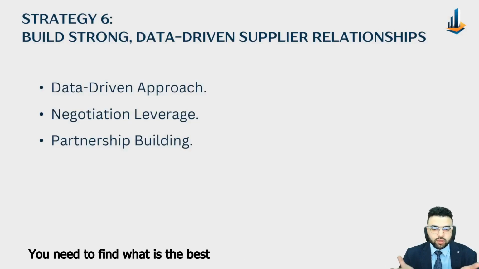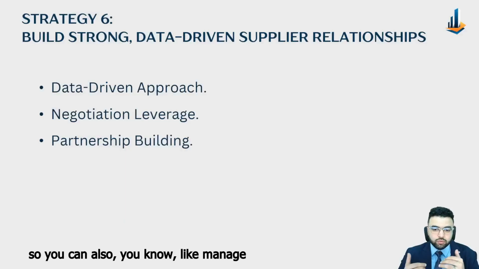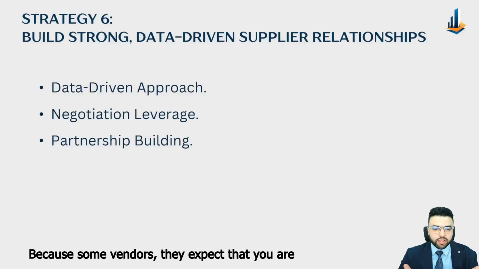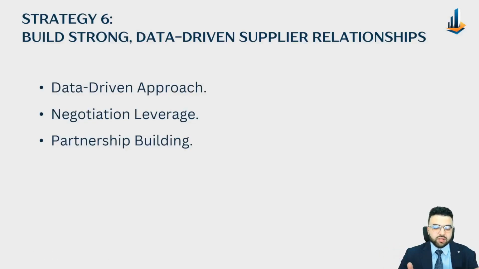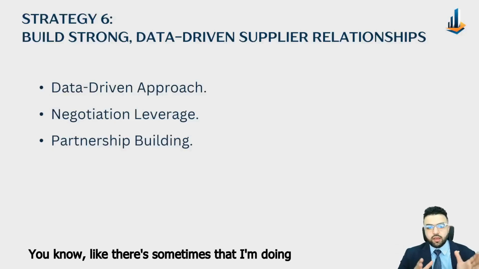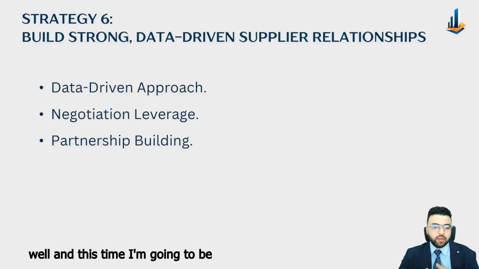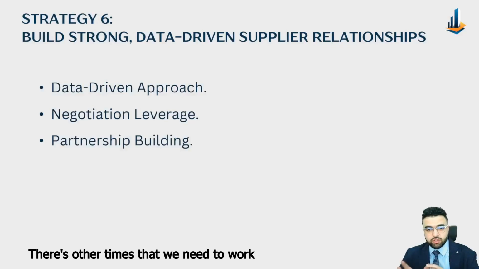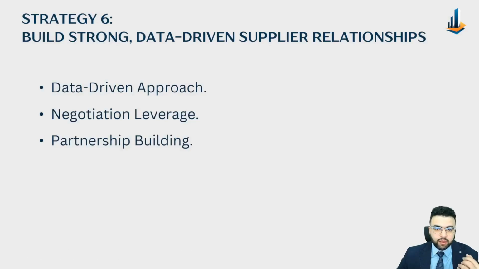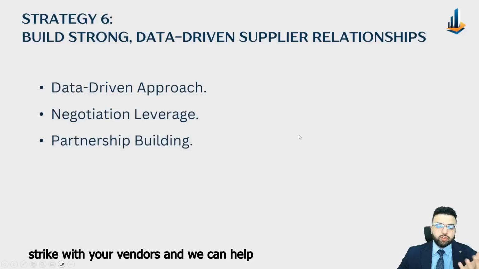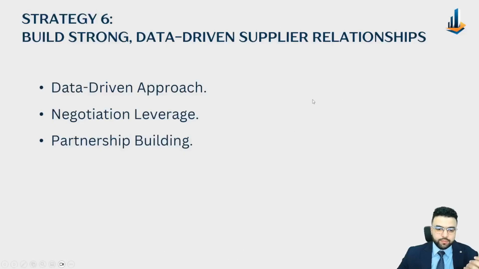You need to find what is the best time for you to give this money out, so you can also manage the expectation from your vendor, because some vendors expect that you are making money across the whole year with the same consistency. You need to explain to them that it's not the case. There are times that I'm doing well, and at those times I'm going to be able to pay you. There are other times that we need to work together and have a more flexible time. And this is something that you can definitely strike with your vendors, and we can help with that.